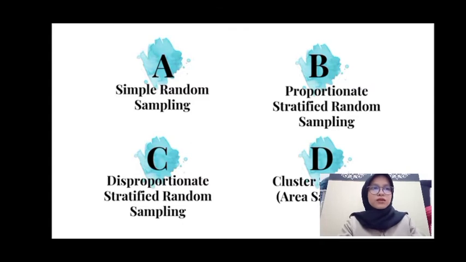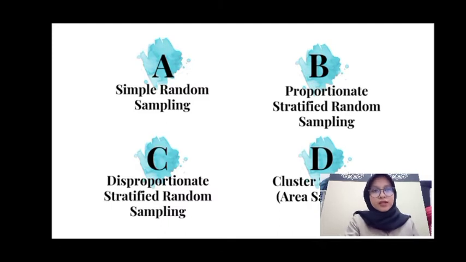So B is proportionate stratified random sampling. Proportionate stratified random sampling is commonly used in populations that have layered arrangement. This technique is used when the population has members or elements that are not homogeneous and stratified in proportion. The disadvantage of this method is that if there is no investigation on the subject list, then it cannot create strata.